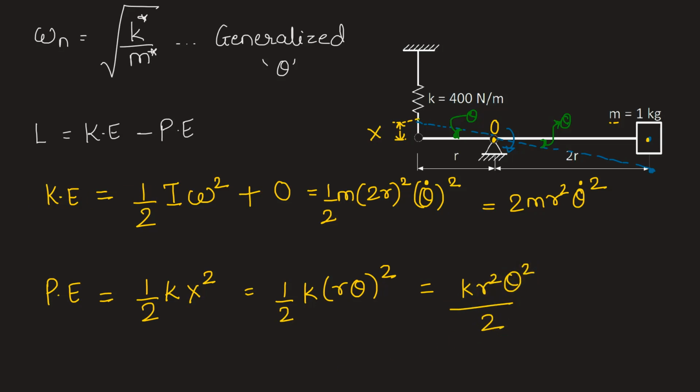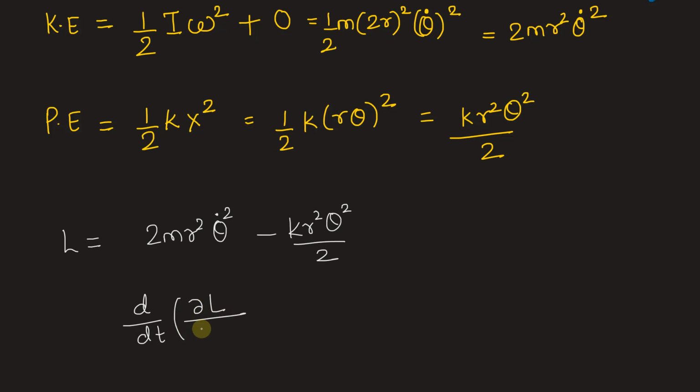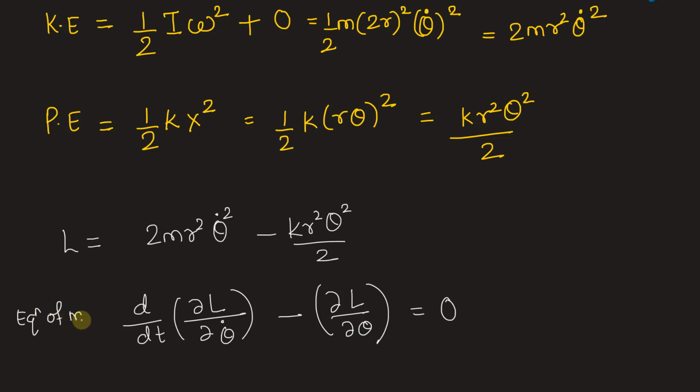Let's find out the Lagrangian now. We have the Lagrangian 2 m r square theta dot square minus k r square theta square by 2. Now we can find out the equation of motion by using d by dt of partial differential of Lagrangian with respect to theta dot minus partial differential of Lagrangian with respect to theta is equal to 0. This is nothing but the equation of motion. After putting L value, we will get the specific equation of motion for this particular system.